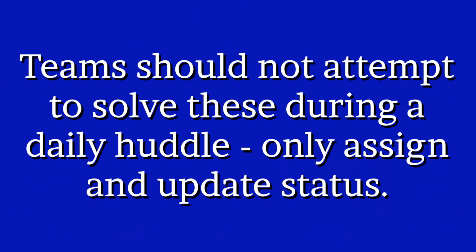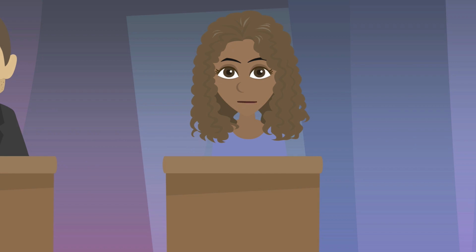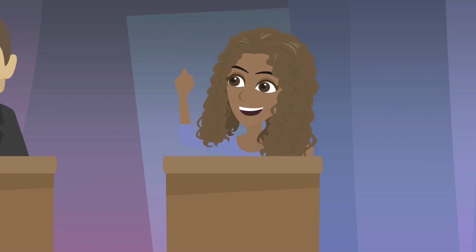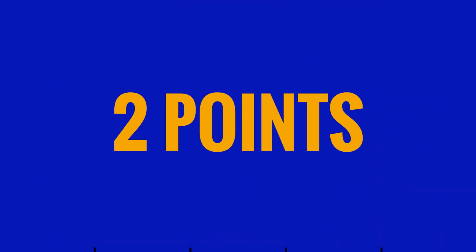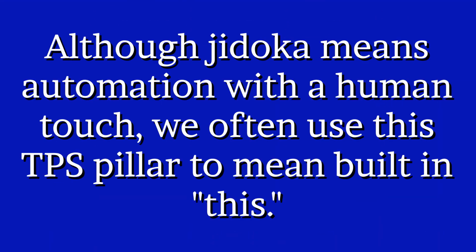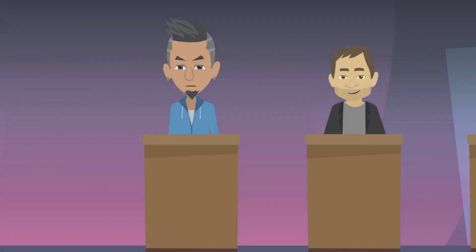Teams should not attempt to solve these during a daily huddle, only assign and update status. What are problems? Although Jidoka means automation with a human touch, we often use this TPS pillar to mean built-in this. What is quality?